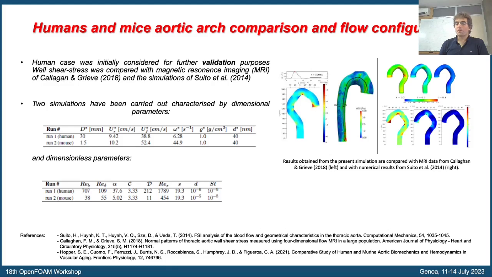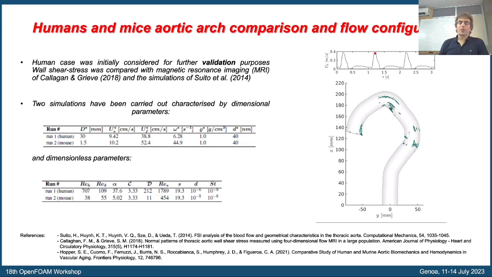We have compared the values of the wall shear stress with measurements in the human case. There are many measurements for the human case, and you can see that in the left panels here, and with other simulations that were carried out with a similar geometry on the right hand side. And the comparison is qualitatively and quantitatively nice. And in the table at the bottom, you can see the values of the dimensionless parameters that we consider for the two simulations that we carried out.